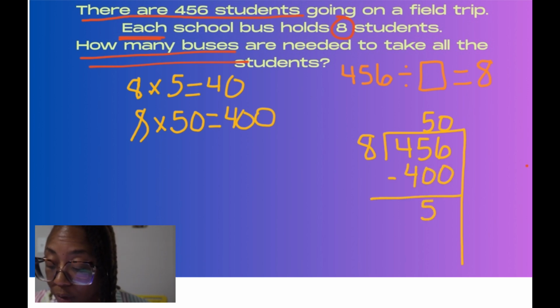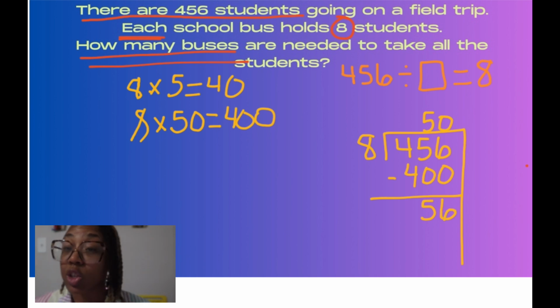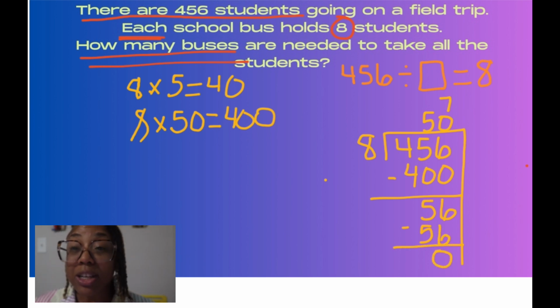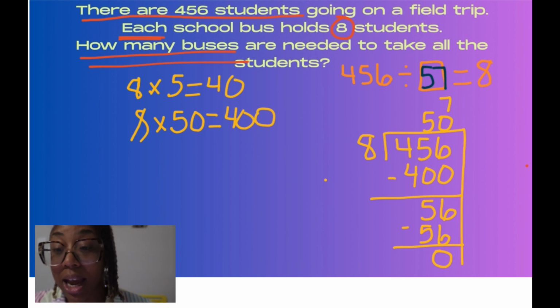When I subtract, I'm left with 56, which we see is larger than 8. So how many more groups of 8 can go into 56? That's exactly 7 because 8 times 7 gives me exactly 56. When I'm done subtracting, I'm left with 0. So how many school buses are needed as I split up these 456 students? 57 buses. And same as the last problem, if I multiply 57 times 8, I will get exactly 456.